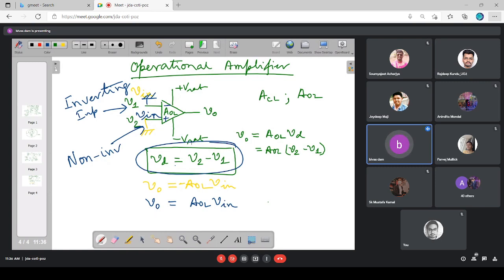The input difference voltage is V2 minus V1. That is possible only if V2 is termed as the one terminal, which is symbolically represented as the plus terminal, and V1 is given to another terminal, which is symbolically given as the minus terminal. My difference voltage is always whatever input voltage is connected to the plus terminal minus whatever input voltage is connected to the minus terminal.